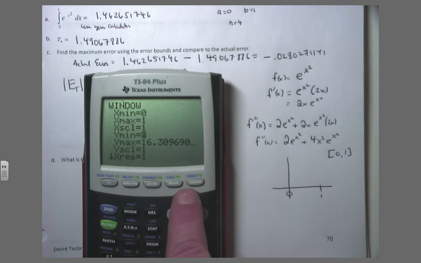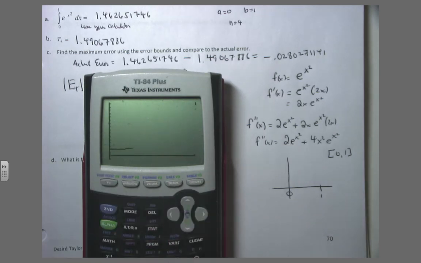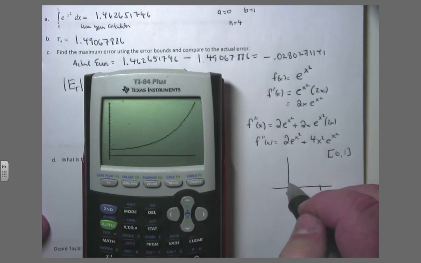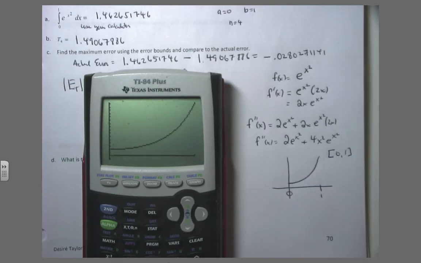So I'm going to change that y minimum from 2 to negative 1 and graph it, because I want you to see where the x-axis is located. It's actually at the bottom. So this is what my graph looks like. It's over here, and then it just continues to kind of blow up on me, like that. That's what my graph looks like.